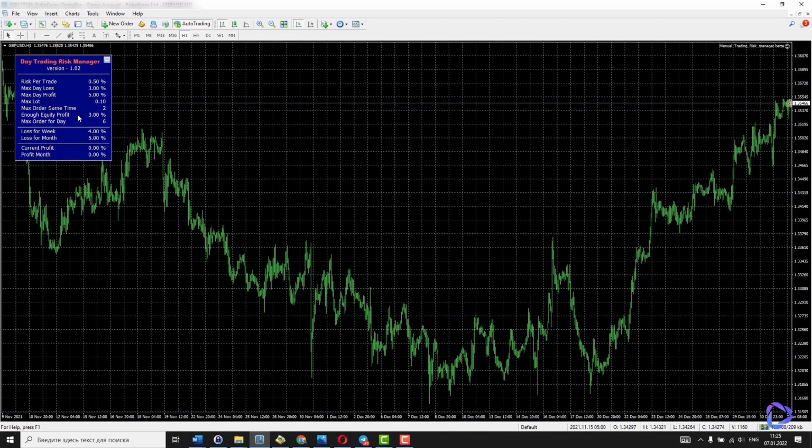as a percentage. For instance, if you have one trade with a loss of 1% and another trade with a gain of 4%, you can set the enough equity profit to 5%. So, as per the information provided, your overall equity profit will amount to 3 units, and the advisor will execute trade closures based on this total equity profit.